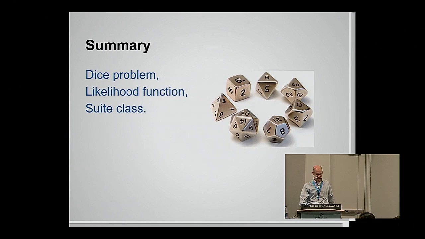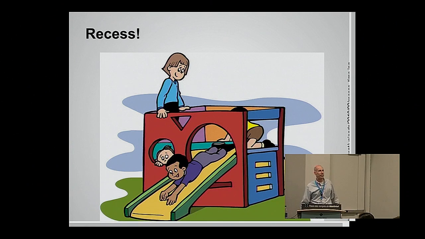Okay, so there's what that posterior distribution looks like. Here's where we are so far. We've done the dice problem. Now we have the suite class, which is this framework for doing Bayesian statistics. And we've written our first likelihood function. We're going to do another one in a minute. But before we do that, we're going to take a break for just a couple minutes.